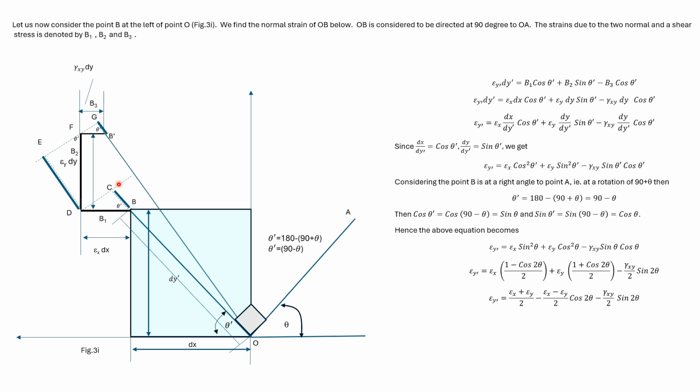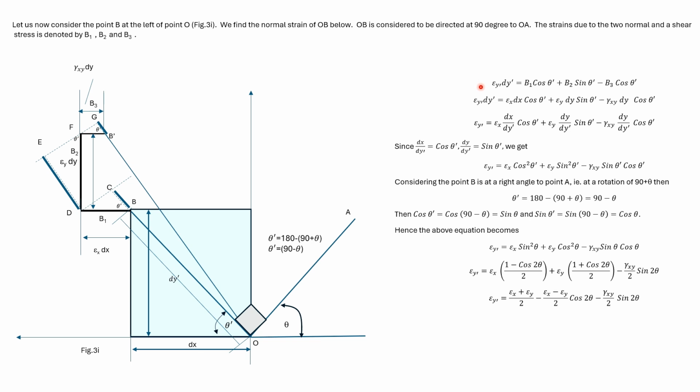Then, as earlier, CPD would be theta dash, EFD would be theta dash, and also GP dash F would be theta dash. We'll find out the normal strain of OP, which would be the increase in length of OP divided by the original length. As earlier, the increase in length of OP would be given by these three blue lines. We know B1, B2, and B3, which are given in black.